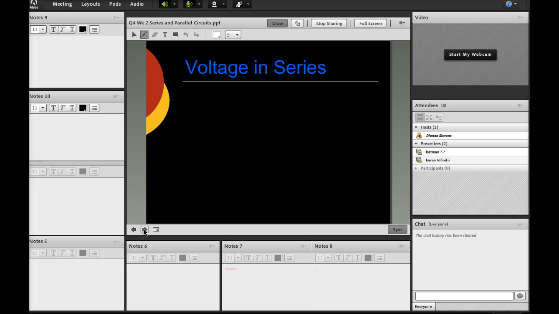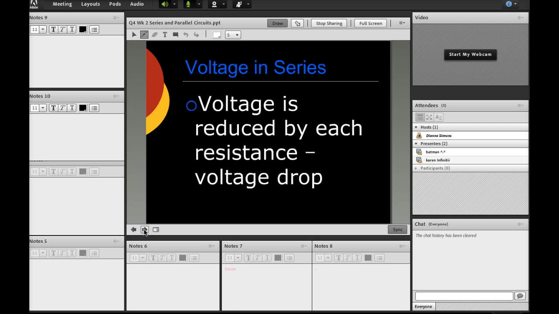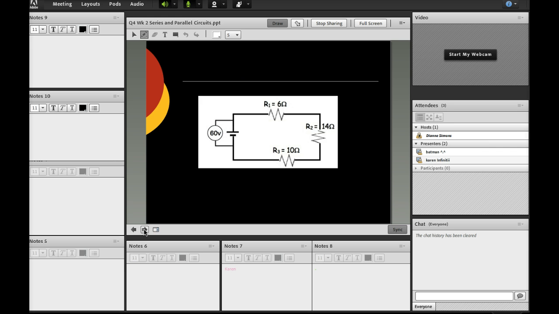So voltage in a series is reduced every time you go around, for each resistor that you cross. Okay, does that make sense? Every time you go across a resistor, it's called a voltage drop. All right? So now what we're going to do is calculate the voltage. This is the same problem.